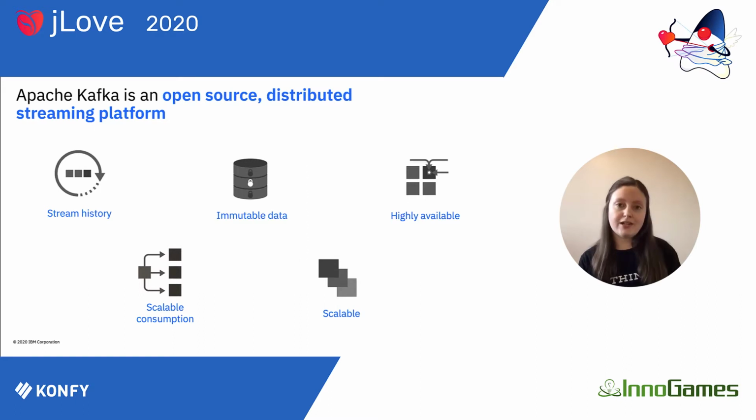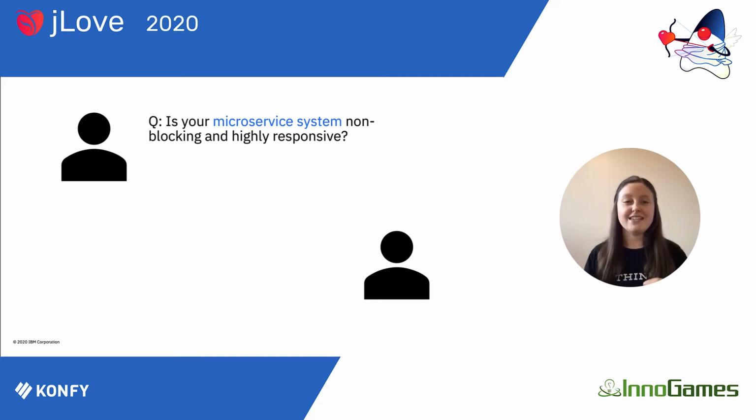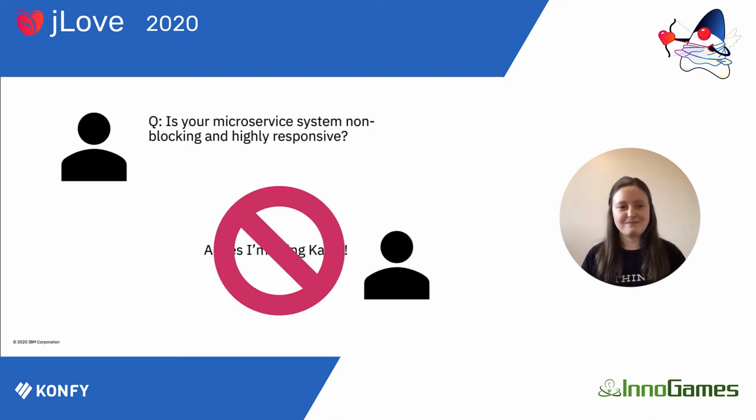So we have these great tools like Kafka that are becoming really popular, and examples that show us that moving to a sort of event-driven architecture is a really good idea. But often this can be oversimplified. And when somebody asks this question, is your coffee shop non-blocking and highly responsive? Well, actually they're asking, is your microservice system non-blocking and highly responsive? It's very tempting to answer, well, yes, of course it is. I'm using Kafka. But that's not quite the whole story, is it, Grace?